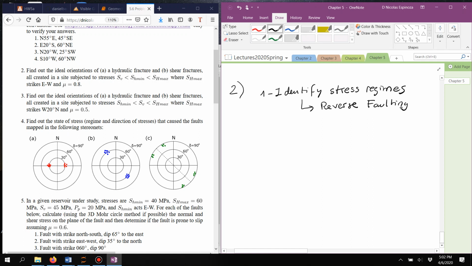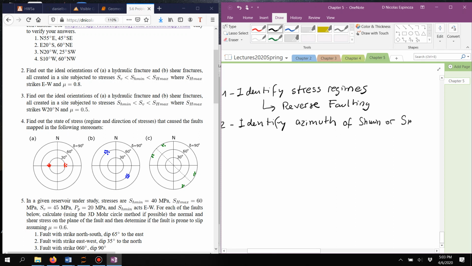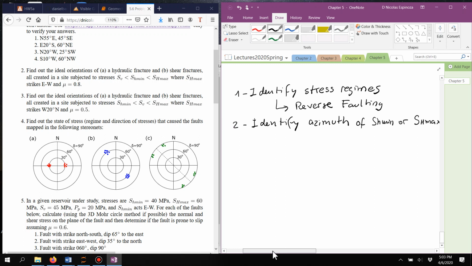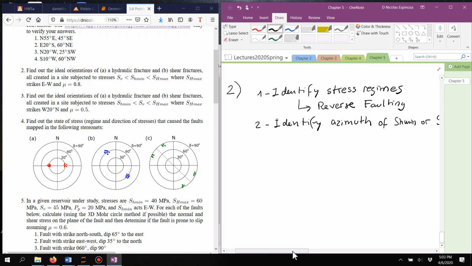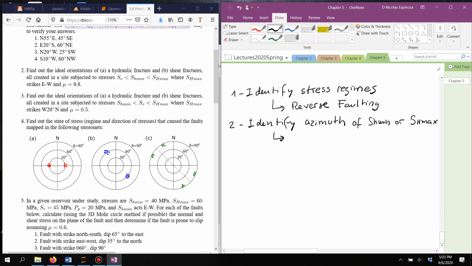The second thing I would do is identify the direction of the horizontal stress. I can summarize that by saying what the azimuth is. The azimuth is equivalent to the direction, or the angle between the north and such line. The azimuth of either SH min or SH max. Remember that SH min is always perpendicular to SH max. So if you know the direction of one, you're going to know the direction of the other. In this particular case, we see that the maximum horizontal stress is striking east-west. So SH max is striking in the east-west direction.